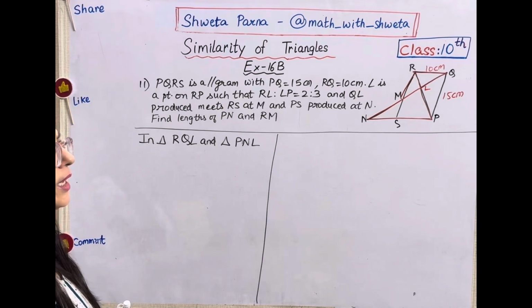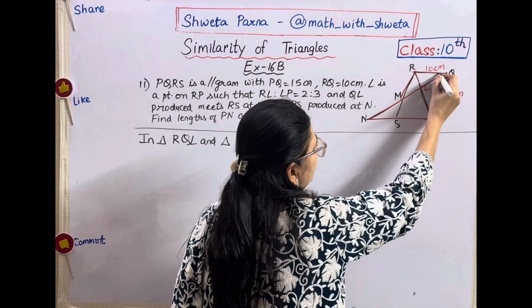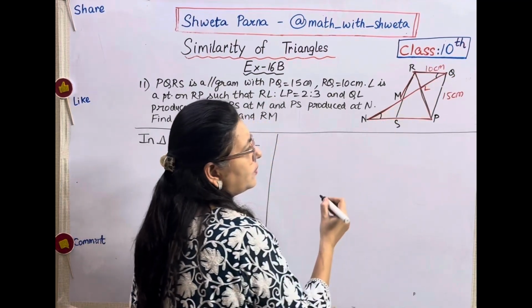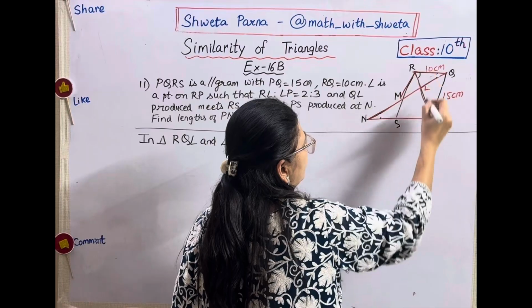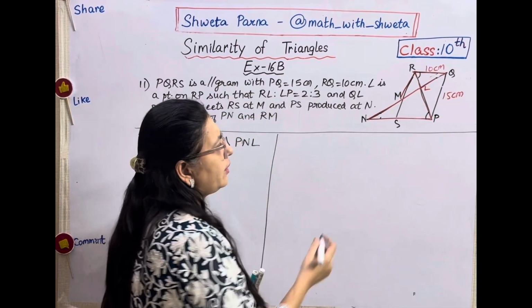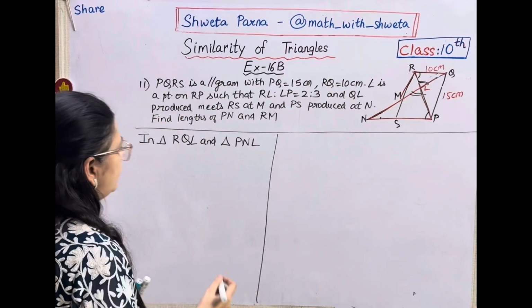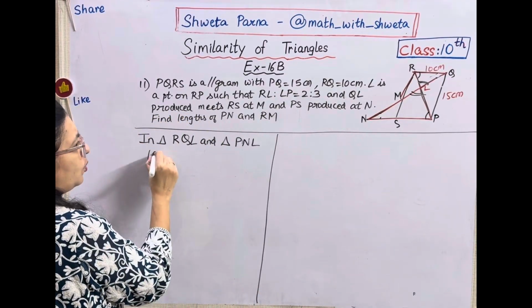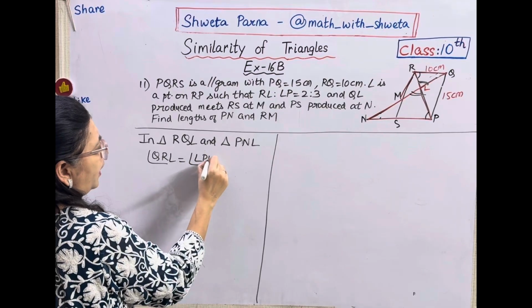RQL and PNL. Okay. First, what is there? This is equal to this. Okay. Let's not take this. Instead, let's take this. They are alternate angles and this is a vertically opposite angles. So, angle QRL is equal to angle LPN.